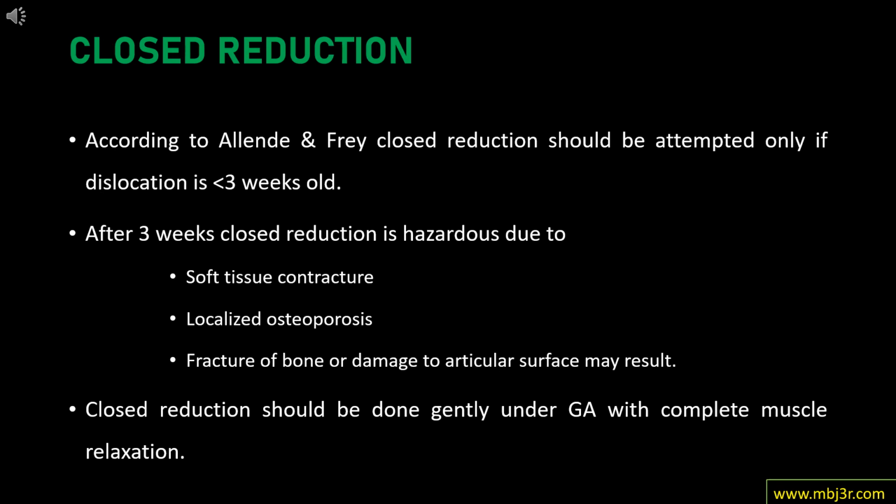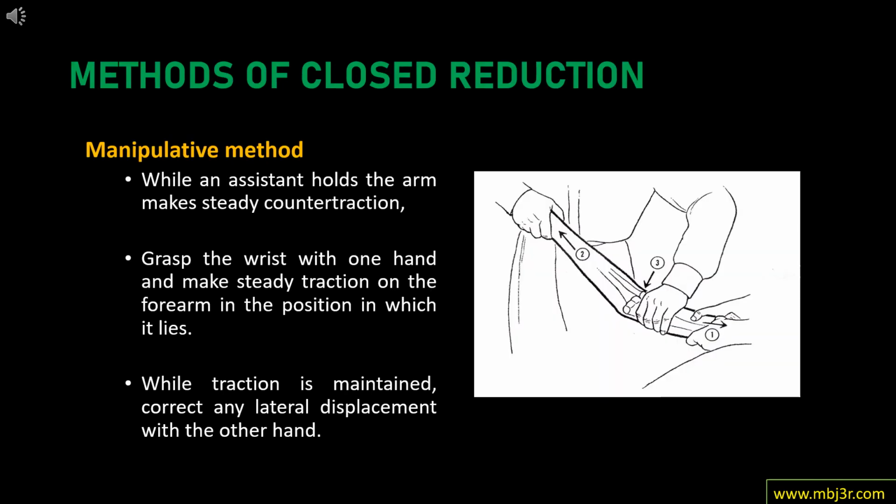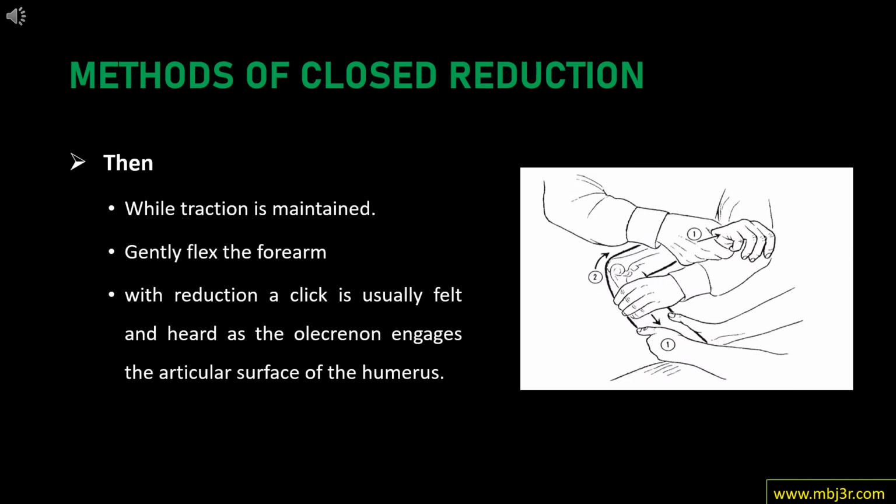Closed reduction should be done gently under GA with complete muscle relaxation. Methods of closed reduction: manipulative method. While an assistant holds the arm and gives counter traction, grasp the wrist with one hand and make steady traction on the forearm in the position in which it lies. While traction is maintained, correct any lateral displacement with the other hand. Then, while traction is maintained, gently flex the forearm. With a reduction, a click is usually felt and heard as the olecranon engages the articular surface of the humerus.